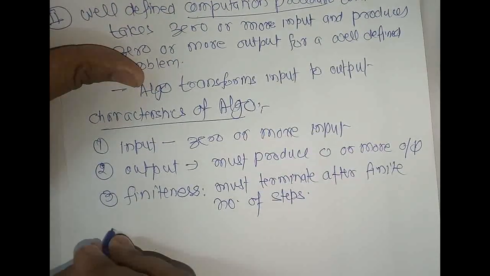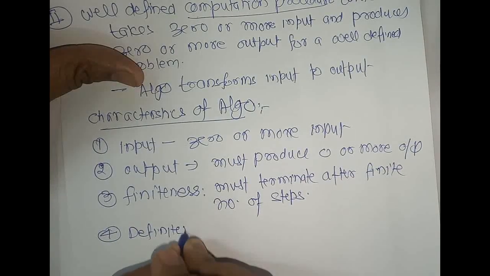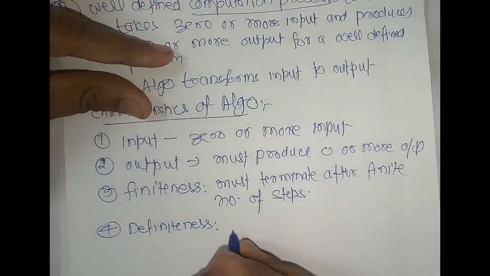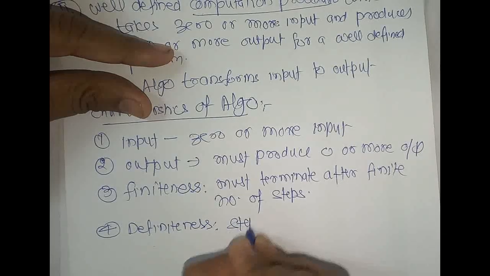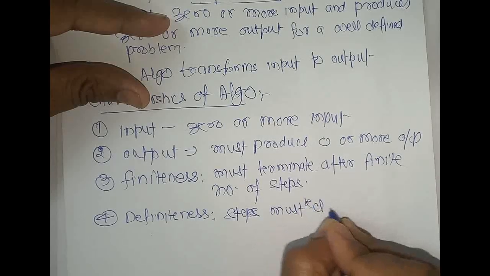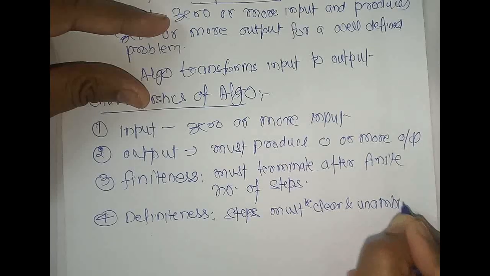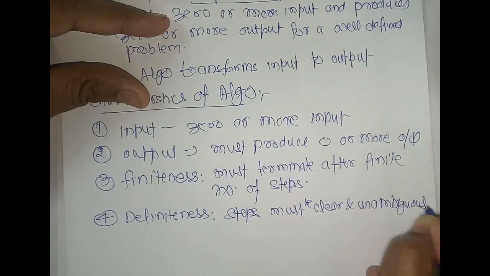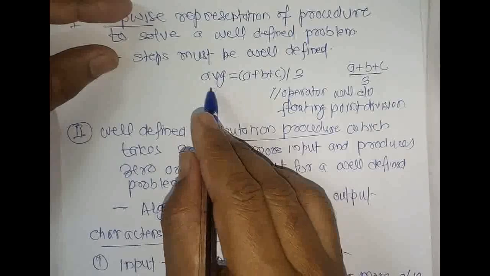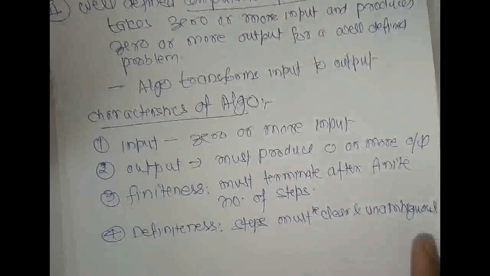Next is definiteness. Steps of the algorithm must be clear and unambiguous. We have discussed this in the definition of algorithm, that steps must be unambiguous. That is, well defined.